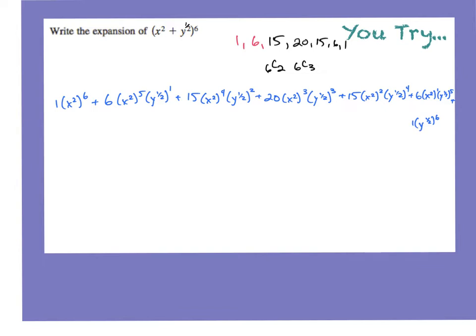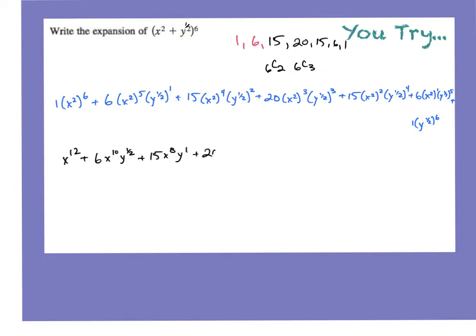So this first term, I end up with x squared to the power of 6, which is x to the power of 12. And then plus 6, x to the power of 10, y to the power of 1/2. And then 15x to the power of 8, y to the power of what? 1/2 times 2 is really just 1. All right? Remember, you multiply when you have a power to a power.